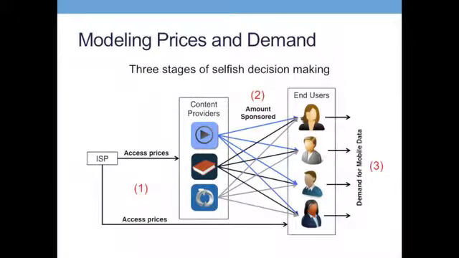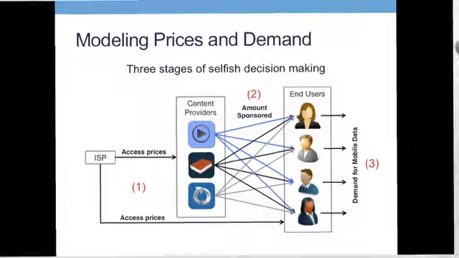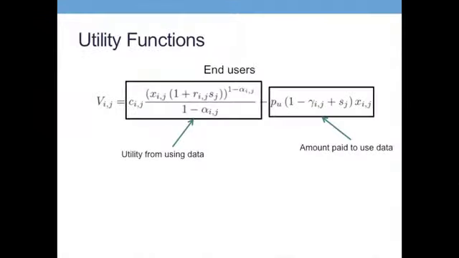We model pricing and demand under sponsored data using a three-stage hierarchy. First, ISPs choose access prices for users and CPs, and then CPs choose the fraction of data to sponsor, and finally users choose how much data to use. To solve for the optimal actions of each party, we start from the end users and work backwards. Users choose their demand as a function of CP sponsorship and ISP prices so as to maximize a two-part utility.